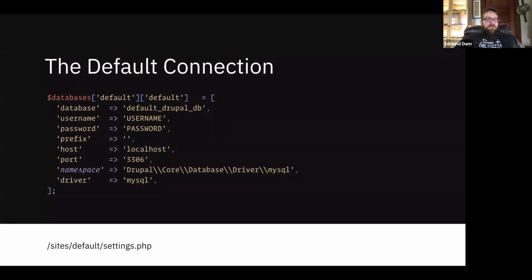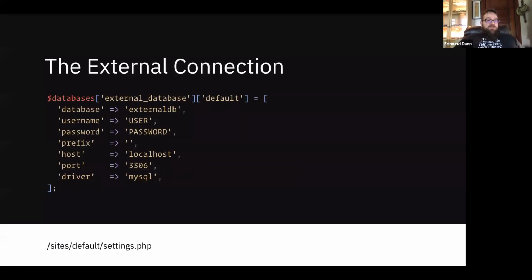So the default connection, those of you that have worked with Drupal in the past and had to set it up will probably be familiar with this. This is your default database connection and how it is defined. It is boilerplate and it never really changes. One thing you will notice is that the keys are defined as default, and that first key of default is what changes when you create your external connection.